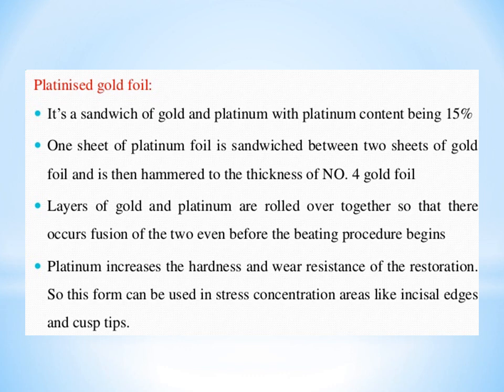Another type of gold foil is the platinized gold foil. In this, there is a sandwich of gold and platinum with the platinum content almost 15%. So one sheet of platinum foil is sandwiched between two sheets of gold, and then it is hammered to a thickness of number 4 of gold foil. Layers of gold and platinum are rolled over together so that there occurs a fusion between the two before the beating procedure begins. So, what is the advantage of platinum? It increases the hardness and wear resistance of the restoration, and it can be used in places of stress concentration like the incisal edges and cusp tips.